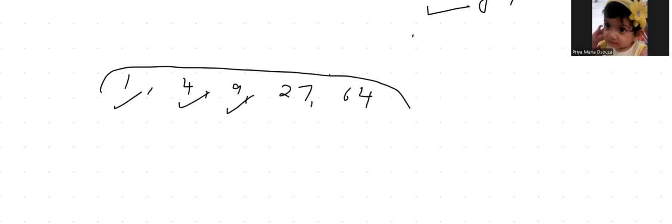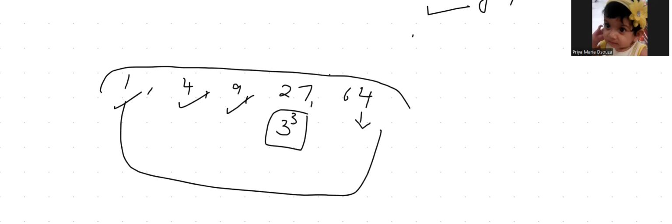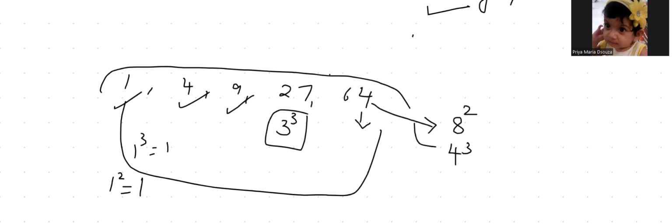It's a perfect cube. And when it comes to 64, just like the case of 1, 1 is a perfect square and a perfect cube. 1 cube is equal to 1, and likewise, 1 square is also 1. 64 is also a perfect square and a perfect cube. 8 square is 64 and 4 cube is 64. So 1 and 64 are perfect squares as well as perfect cubes.